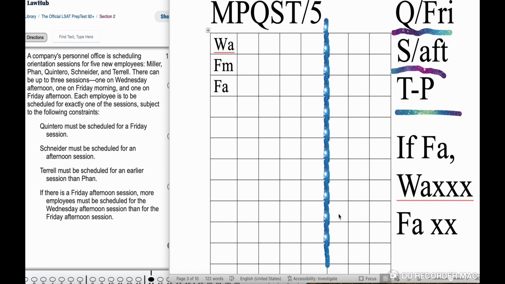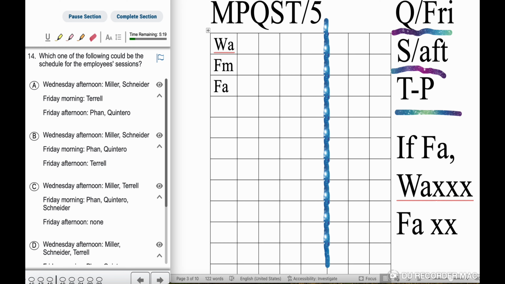A company personnel office is scheduling orientation sessions for 5 new employees: M, P, Q, S, T. There can only be up to 3 sessions: one on Wednesday afternoon, one on Friday morning, and one on Friday afternoon. Each employee is to be scheduled for exactly one of the sessions, subject to the following constraints. Q must be scheduled for a Friday session. S must be scheduled for an afternoon session. T must be scheduled for an earlier session than P. If there is a Friday afternoon session, more employees must be scheduled for the Wednesday afternoon session than for the Friday afternoon session.